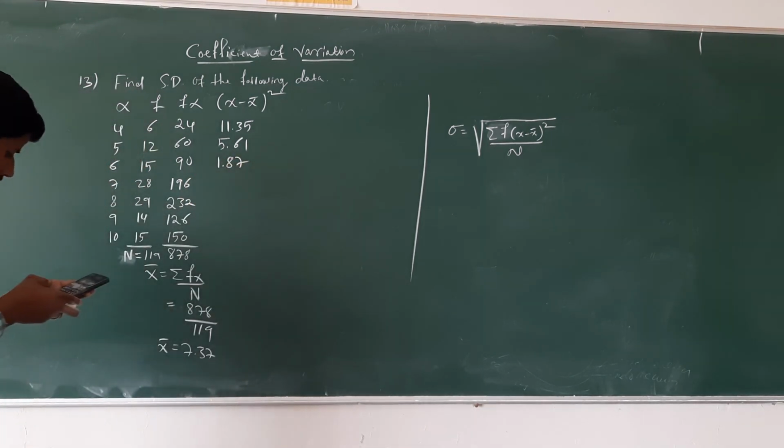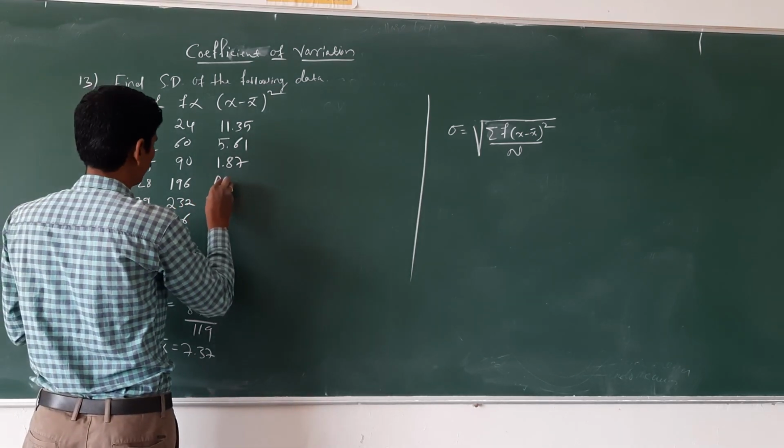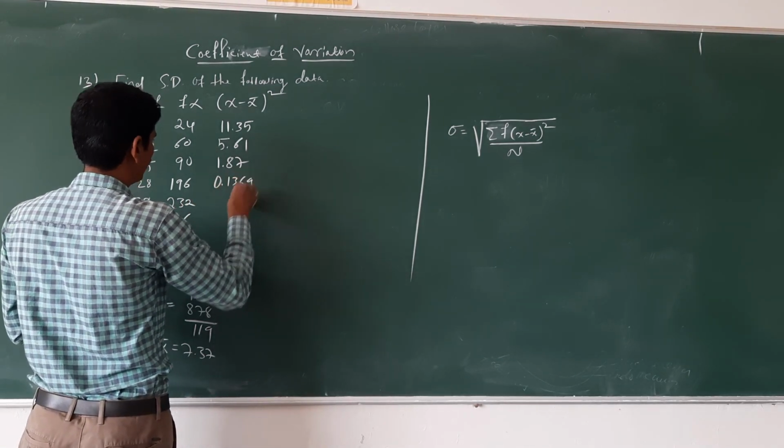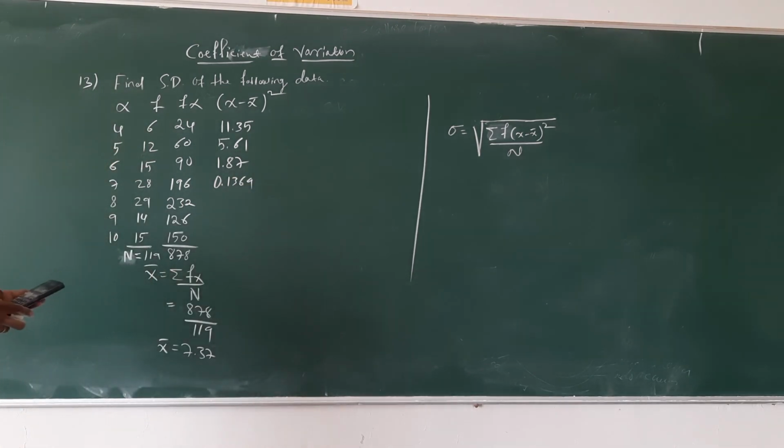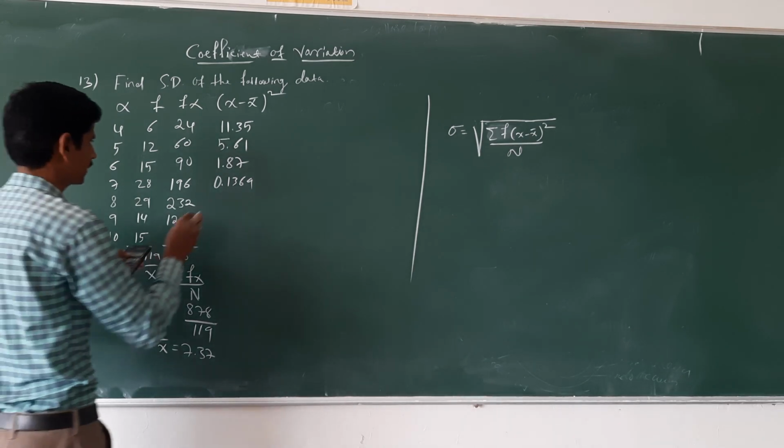Next, 7 minus 7.37, then you will get minus 0.37, its square is 0.1369. Next, 8 minus 7.37 is 0.63, its square is 0.3969.